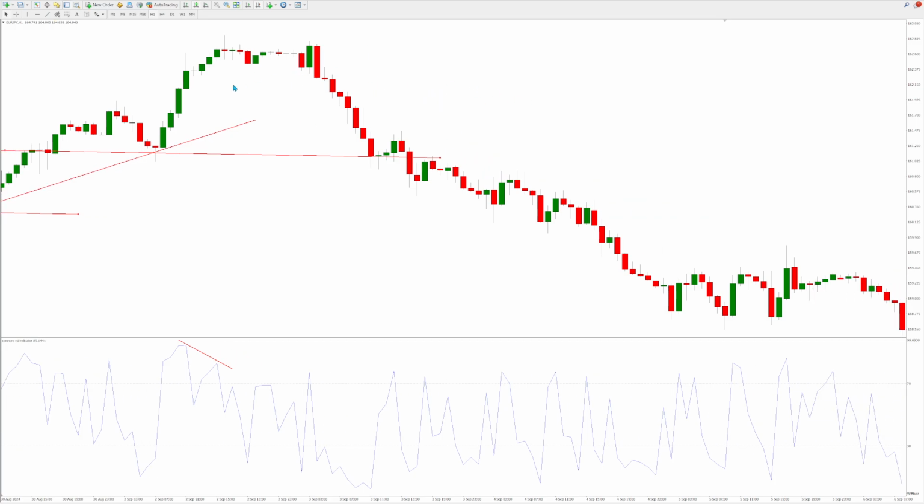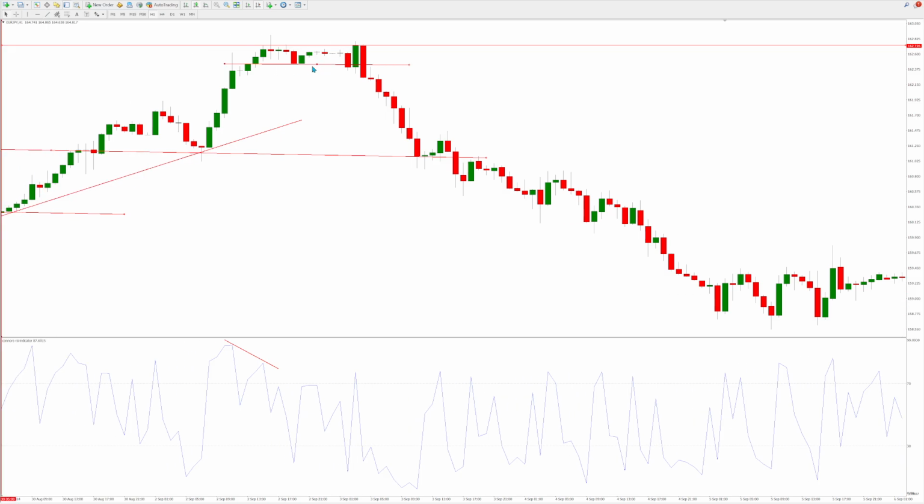So if we go to this area here, we've just taken that nice long trade. We can mark off our resistance level here. Strong level of resistance, tested multiple times. Nice double top formation. Can also mark in support. Our support level probably around here somewhere.